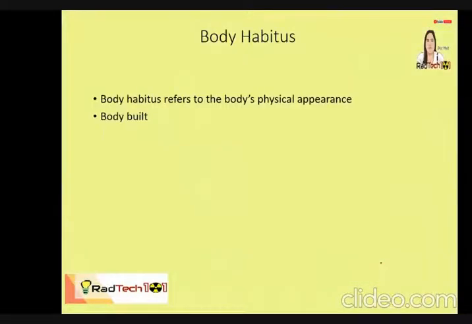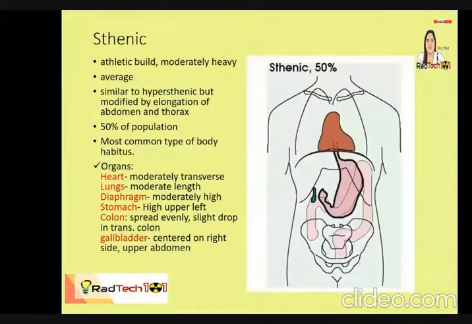Okay? So next we will discuss the different body habitus. So when we say body habitus, it refers to the body's physical appearance or the build of the patient or a person's body. So we have sthenic, asthenic, hypersthenic, and hyposthenic. So sthenic, these are athletic build, so average, moderately heavy, similar to hypersthenic pero modified by elongation of the abdomen and thorax. So later, I have a picture here para makita yung difference nila.